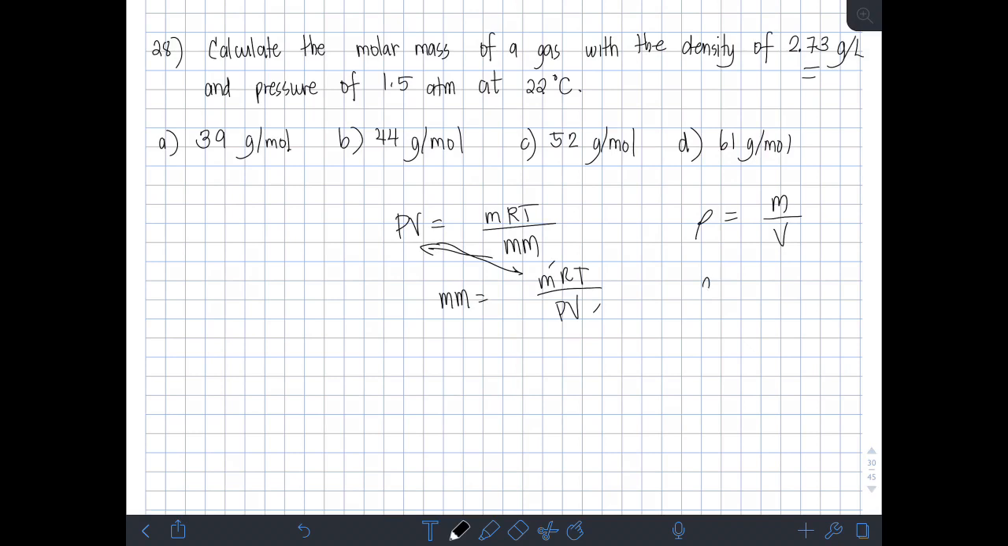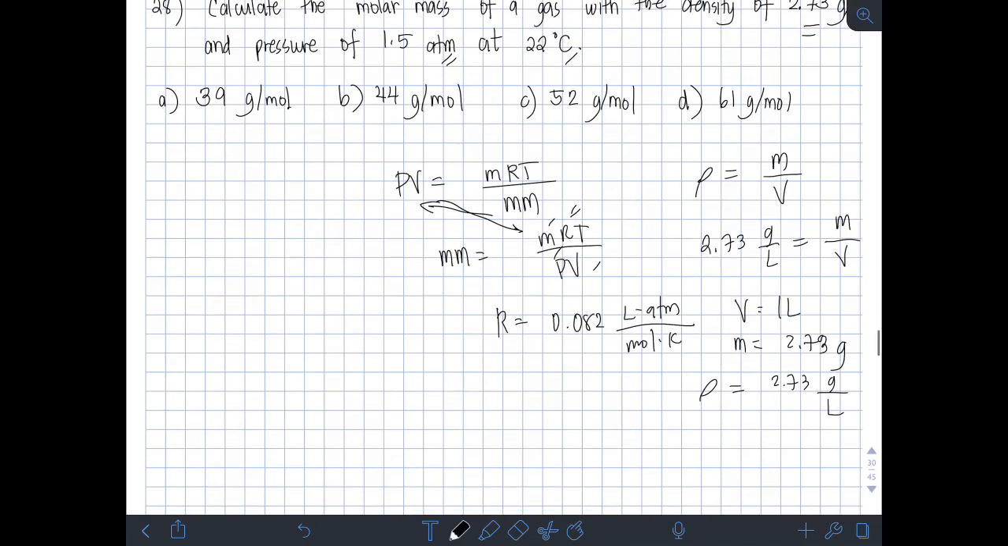So, kung given tayo na 2.73 grams per liter, so, pwede nating i-assume na meron tayong volume na 1 liter at mass na 2.73 grams. Okay? So, that the density is 2.73 grams per liter. And then, meron tayong pressure na 1.5, so, atm yung ating unit. And then, meron tayong temperature na 22 degrees Celsius. So, dahil atm yung unit natin, gamitin nating R is yung kanina 0.082 liter atm per mole Kelvin.